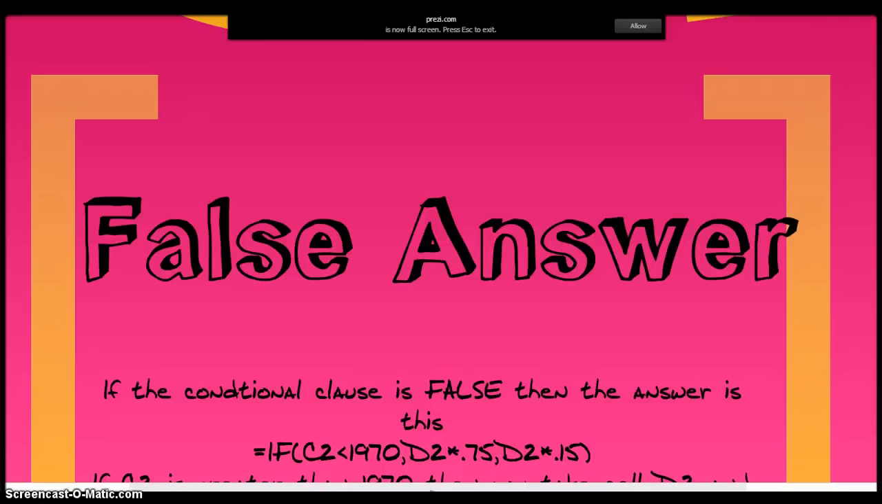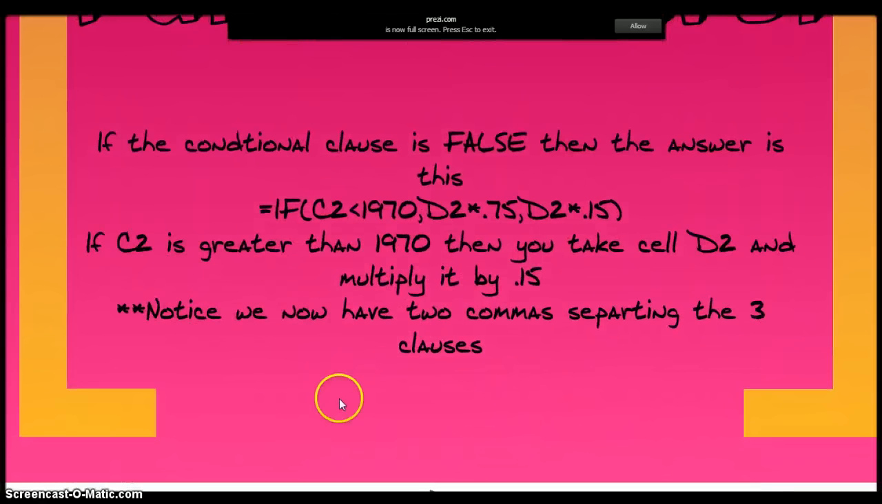Then we have the false answer. This is the last of our clauses. If the conditional clause is false, then the answer is this, is basically what this area is saying. So if C2, whatever that number in cell C2, is greater than or equal to 1,970, then we know that the answer is false. And the answer would be that we would do D2 and we would multiply it by 0.15. Again, notice the comma that separates it.